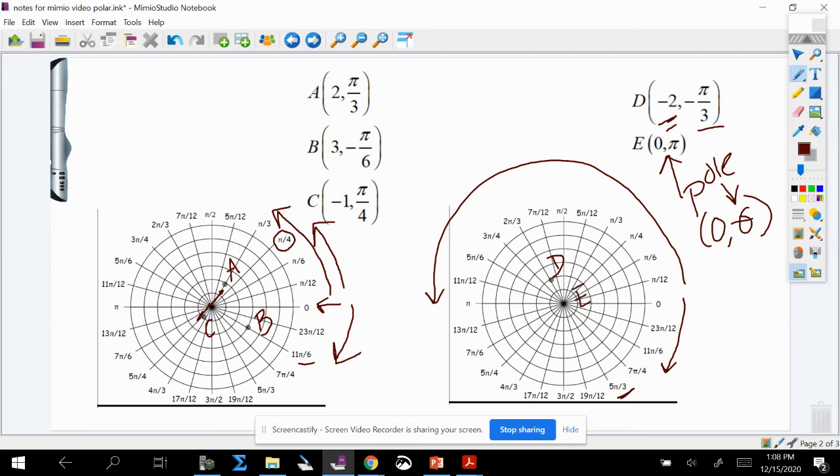Now, what you might notice is, unlike rectangular coordinates where each point is very unique, if I ask you to graph the point (2, 5), then the only way to write it is (2, 5), and there's only one place to graph it.